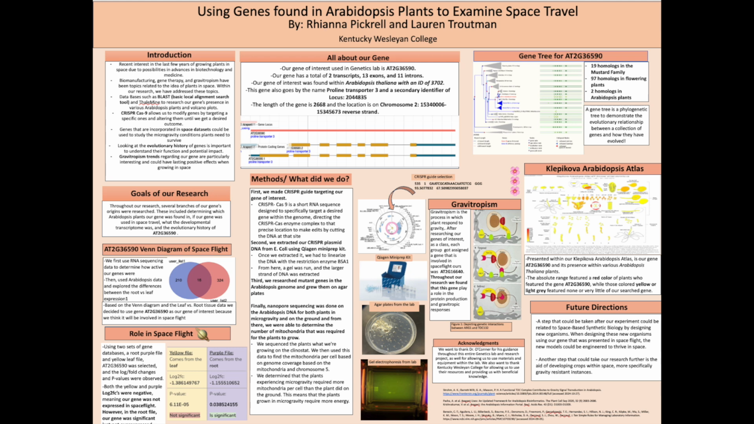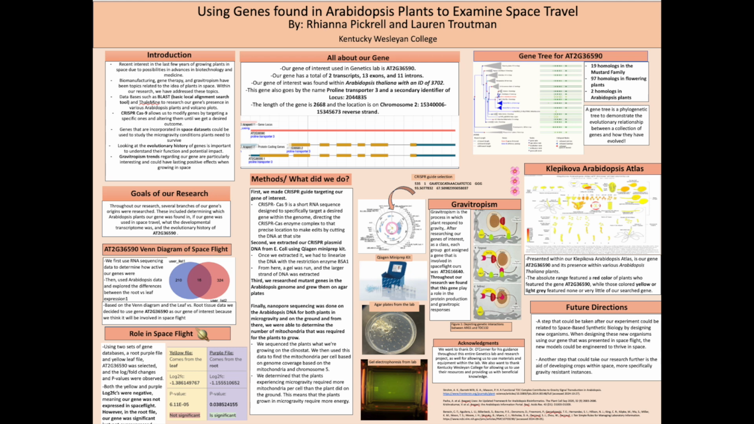Second, we extracted our Casper plasmid from the DNA using E. coli with the QIAGEN mini prep kit. Once we extracted it, we had to linearize the DNA with the restriction enzyme BSA1, which I was talking about earlier. From here, a gel was run and the larger strand of DNA was extracted.